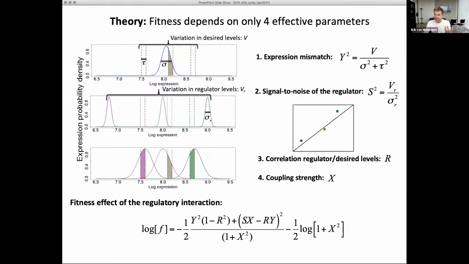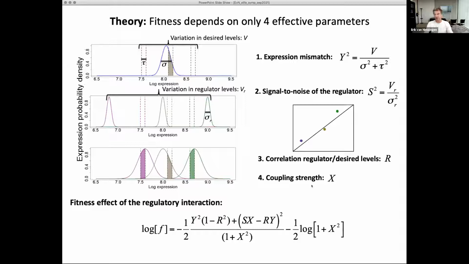So we worked out a general theory of how coupling a regulator to a gene affects fitness, and it turns out that under some fairly weak assumptions, you can show that it only depends on four parameters. One is the variation in the desired levels of the target gene, a measure of how unhappy the unregulated gene is. Second, the signal to noise in the regulator: how much the regulator varies across conditions versus how noisy it is in each condition. Third, how well the levels of the regulator correlate with the desired levels of the target in each condition. And finally, the coupling strength.